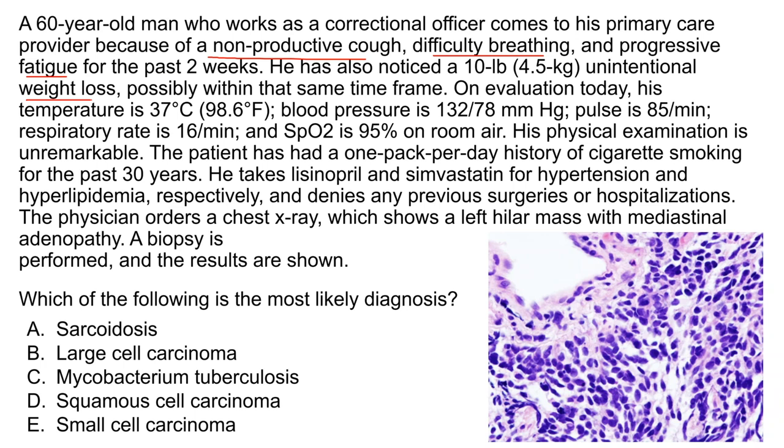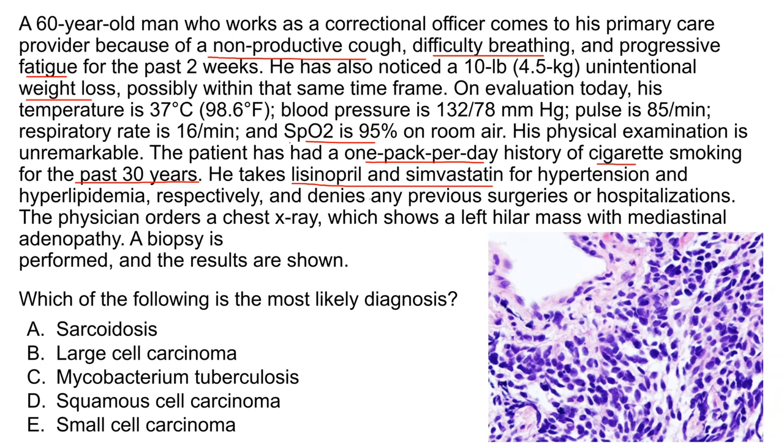On evaluation today, his temperature is 37 degrees Celsius or 98.6 degrees Fahrenheit. His blood pressure is 132 over 78. His pulse is 85. His respiratory rate is 16. And his SpO2 is 95% on room air. Physical exam is unremarkable. The patient has a one pack per day history of cigarette smoking for the past 30 years. He takes lisinopril and simvastatin for hypertension and hyperlipidemia, and he denies any previous surgeries or hospitalizations.